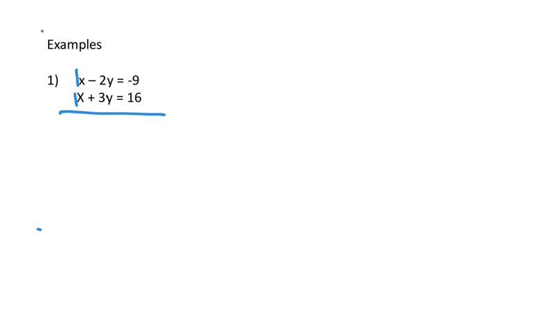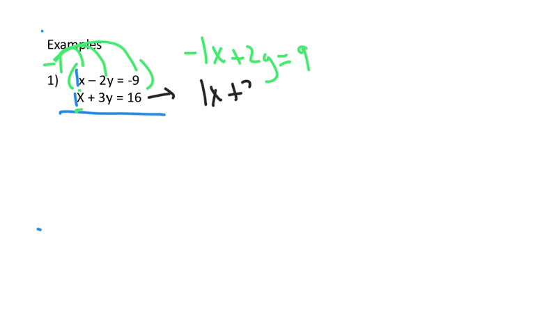I'm going to say I want to get rid of the x's. So if I want to get rid of the x's, I need one of these to be positive 1 and one of these to be negative 1. So I'm going to take this top equation and multiply it all by negative 1. Negative 1 times 1x gives me negative 1x. Negative 1 times negative 2y gives me positive 2y. And negative 1 times negative 9 gives me positive 9. Then this bottom equation, I'm just going to carry over. I'm not going to do anything to that. I'm just going to bring it straight over.